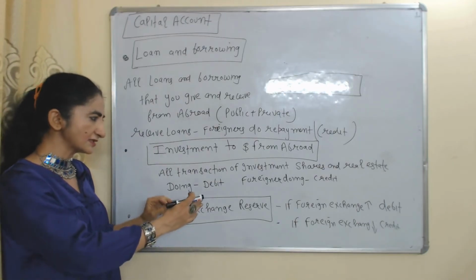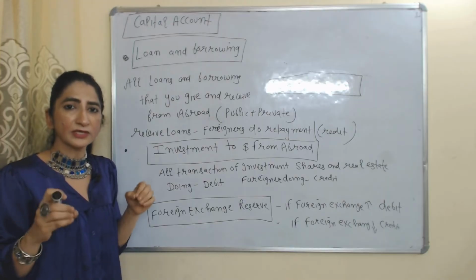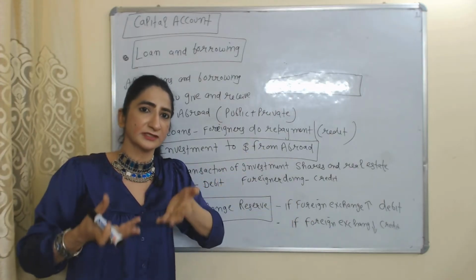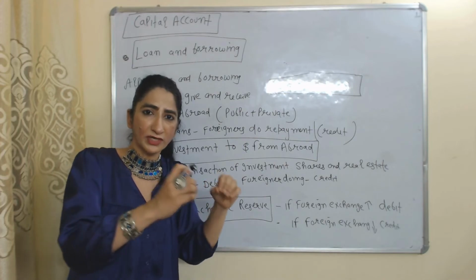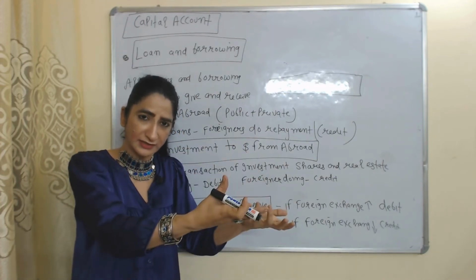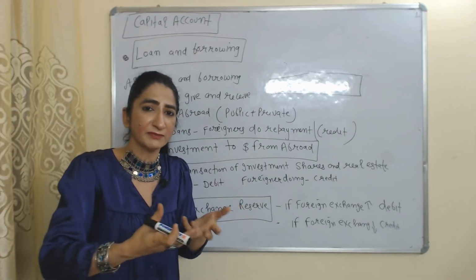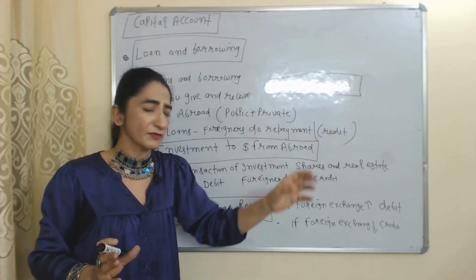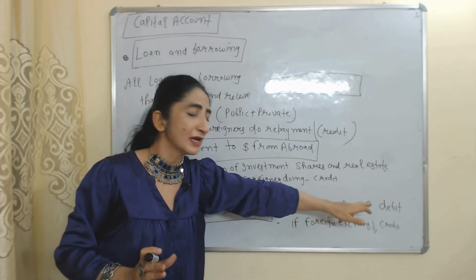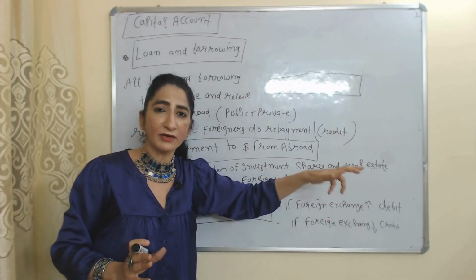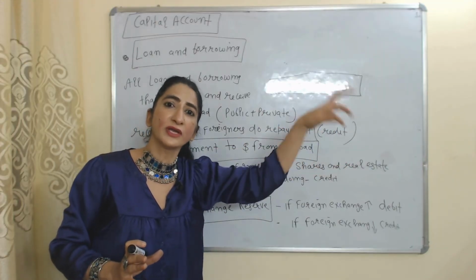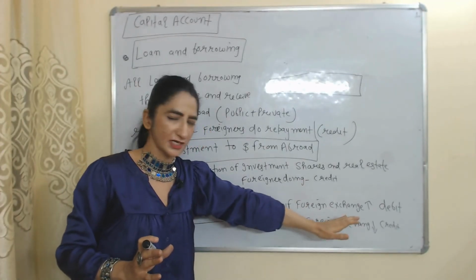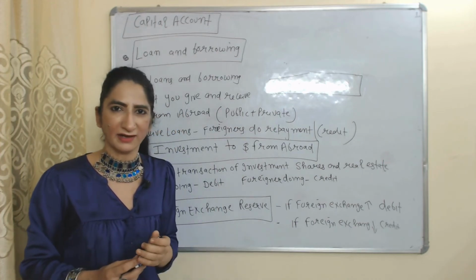Last is foreign exchange reserve. In foreign exchange reserve we mainly include foreign currency. If foreign exchange increases in our country, that means foreign currency increases in our country. As we know, in order to get foreign currency, we have to give our currency. If foreign currency is increasing in our country, that means we are giving more of our currency to other countries. Our money is going to another country. So when foreign exchange increases, it will be debited in the balance of payment account. That means more of our currency is going to another country. That's why when foreign exchange increases, it is debited in the balance of payment account. On the other hand, when foreign exchange falls, it will be credited in the balance of payment account.